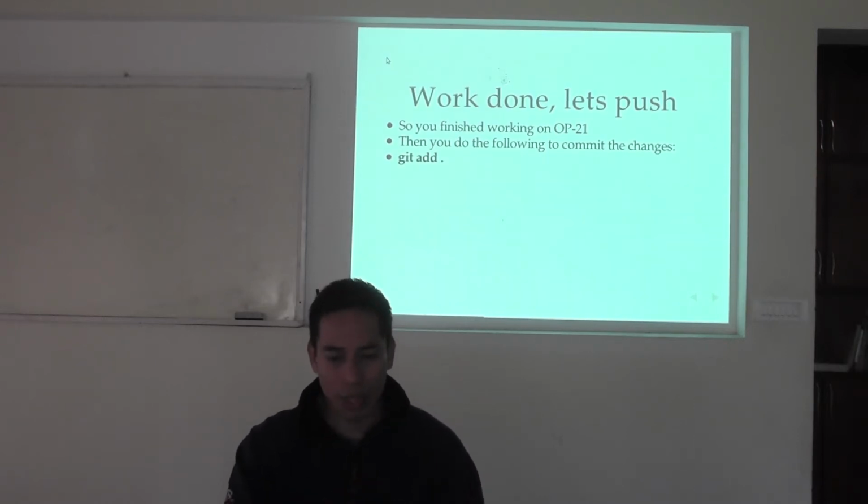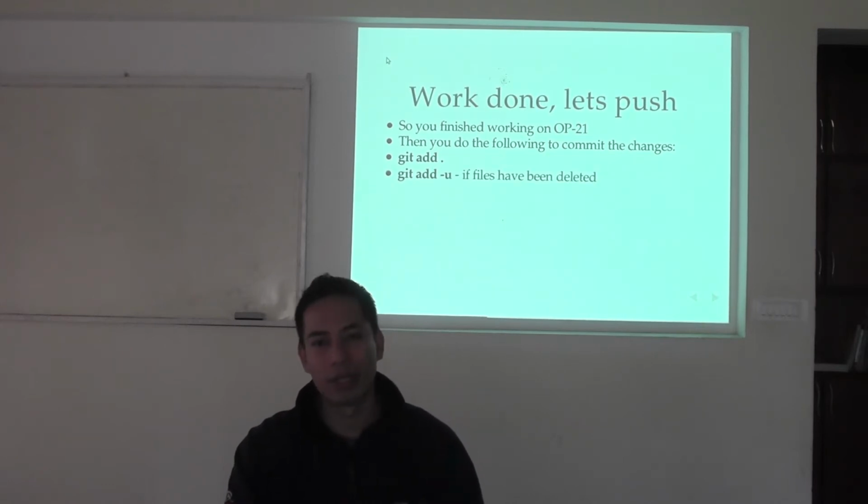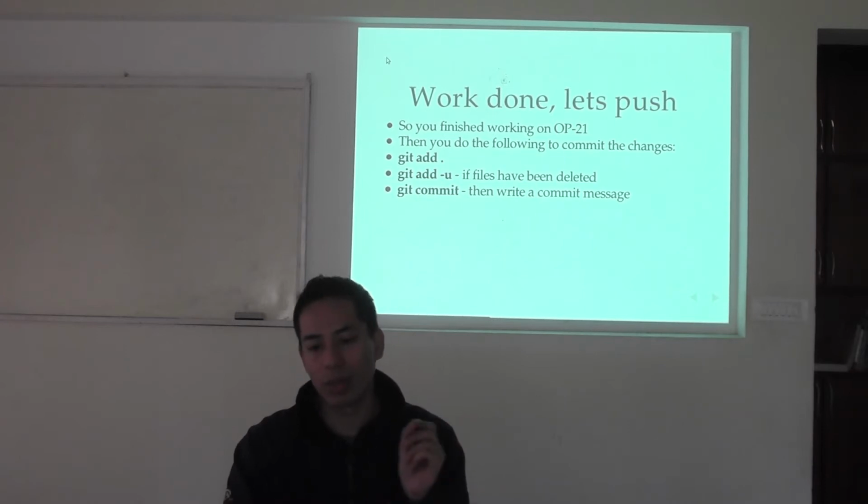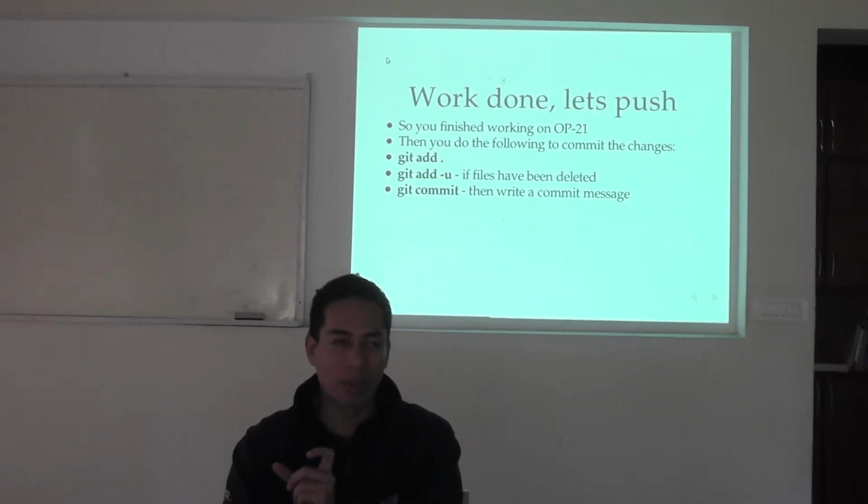Now after you have finished your changes, you do git add everything. If you have deleted files, git add -u, and then you would commit. Always have meaningful commit messages. So what I generally do is I put the ticket title as is, so op-21 space add blog post.